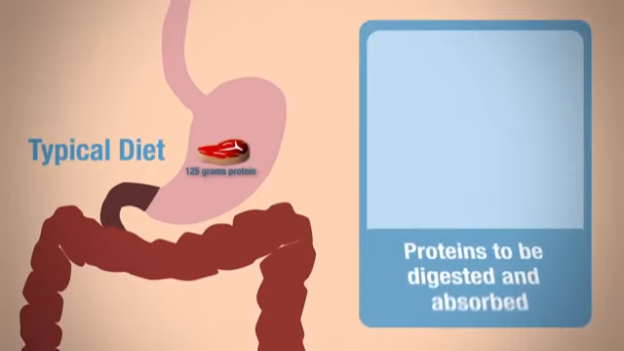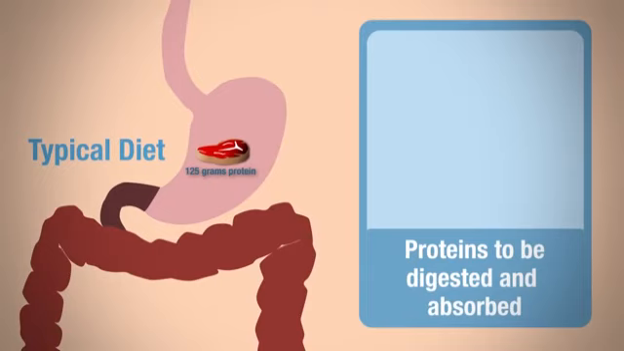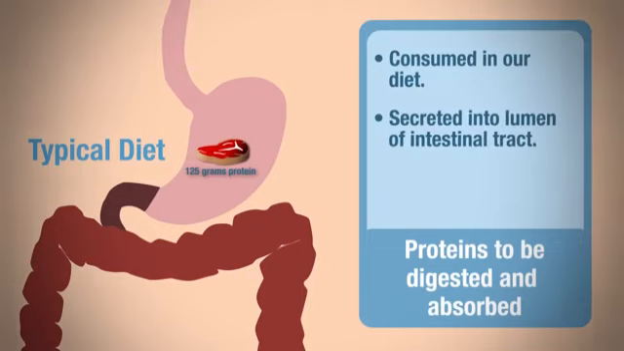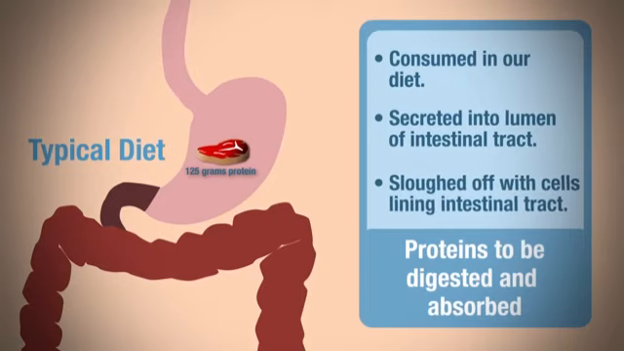So the proteins that we're actually going to digest and absorb include those that are consumed in our diet, those proteins that get secreted into the lumen of the intestinal tract, such as some enzymes. So you do have some enzymes that get secreted into the lumen and then we break them down. And those proteins that are sloughed off with cells that line the intestinal tract. So we're talking here about enterocytes that are sloughed off into the lumen of the GI tract.